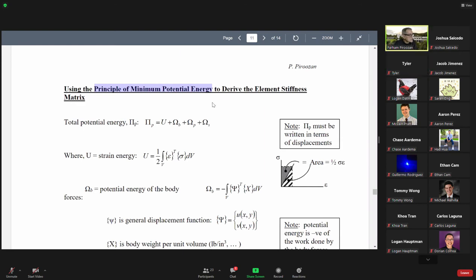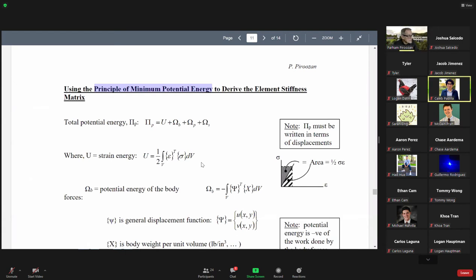Let's look at this minimum potential energy formulation, very important formulas we derived based on this. Our goal is basically to find the element stiffness matrix, but we find it by the minimum potential energy formulation. We start with this one, very similar to what we did for a bar when it was subjected to generalized loading. We said that total potential energy is U plus omega B plus omega P plus omega S.